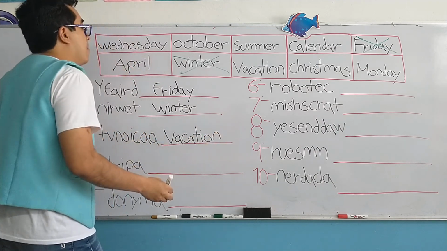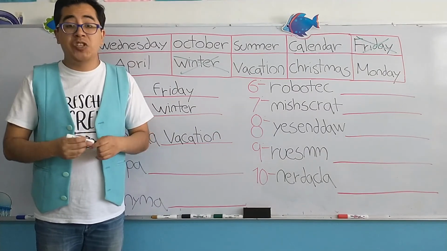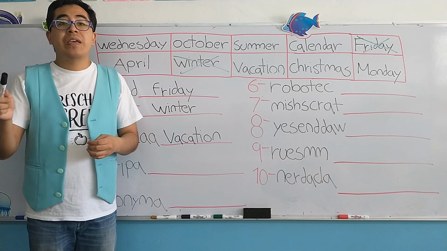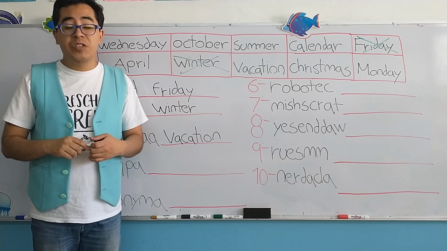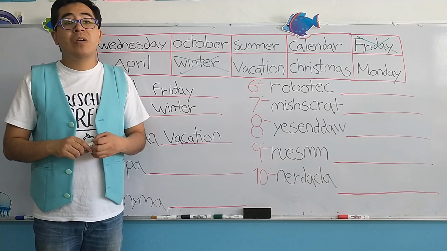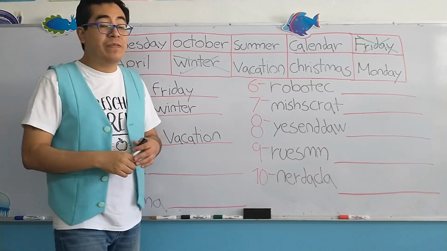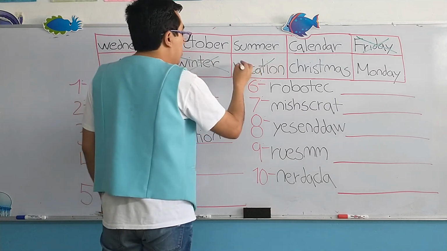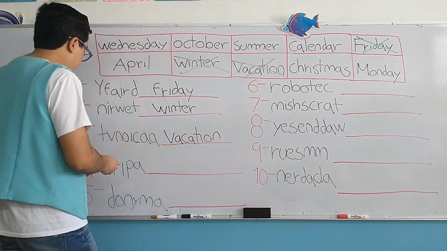Now, do you remember what is the meaning of the word vacation? In Spanish, vacaciones. And vacaciones, they occur in the month of July, which is part of the calendar months of the year. So once we have located vacation, mark it with an X.